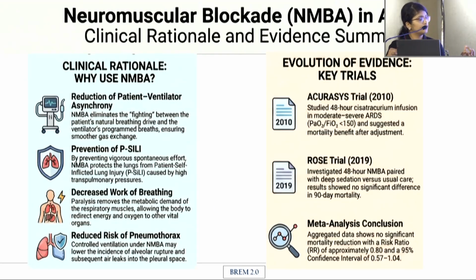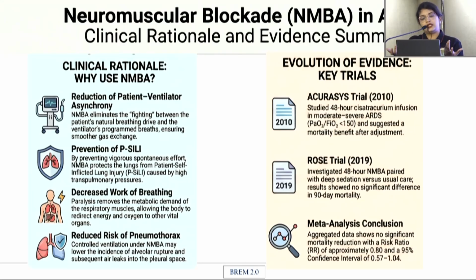Then what is the evidence for neuromuscular blockade? How does it help? One thing, it will reduce a patient's work of breathing. So patient-inflicted lung injury will come down. Automatically, patient-ventilator asynchrony is gone. Should we use it routinely?